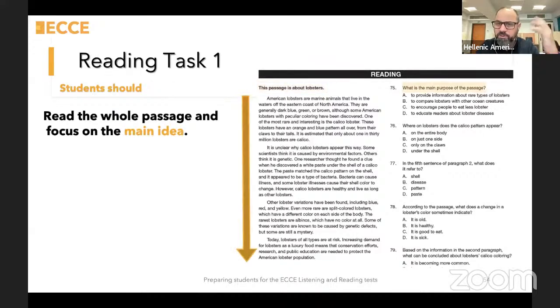And of course, once we talk a little bit about what we might find in that passage, they need to read the whole passage and focus on the main idea. So we read the whole text and we get the answer about what this text is all about. And if we do that successfully, then of course we can also answer the very first question. What is the main purpose of the passage? Well, you've read the passage and hopefully you can understand what the main purpose is, what the writers wanted to present.